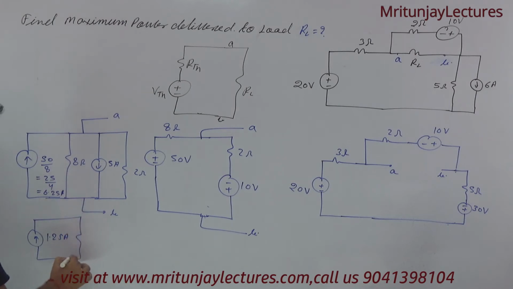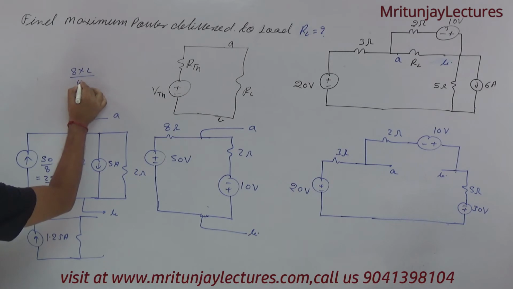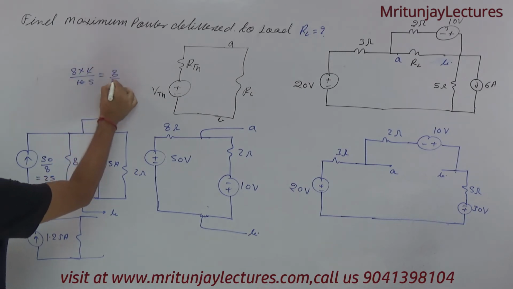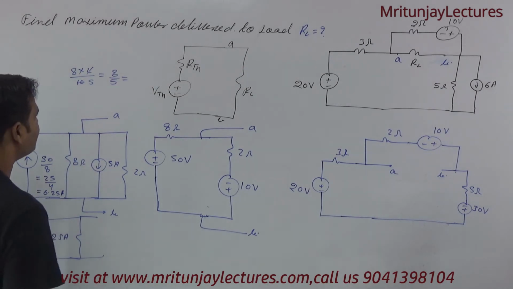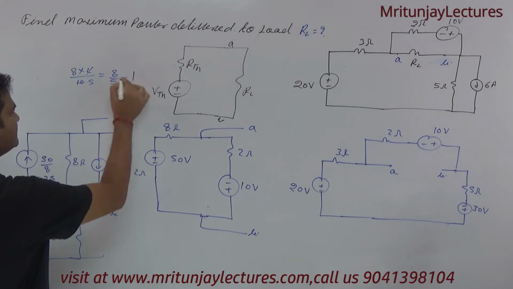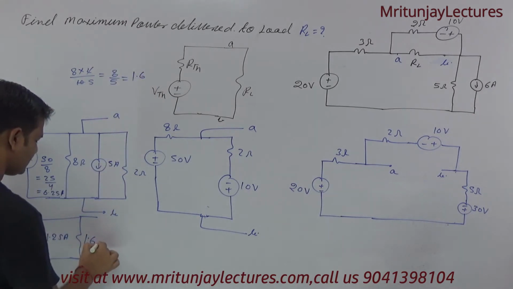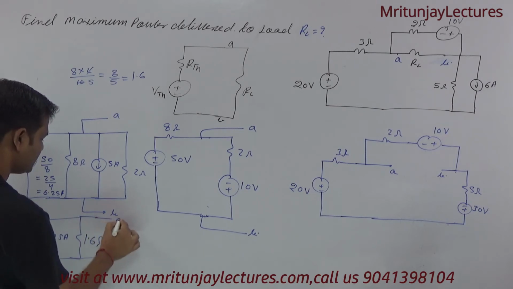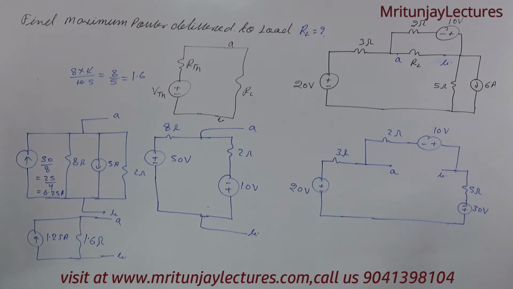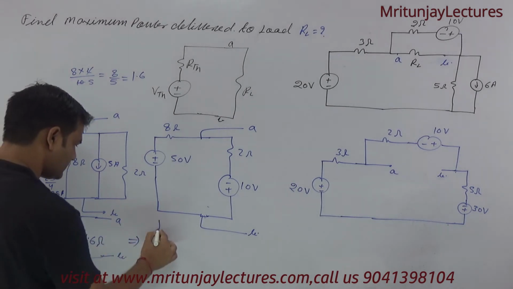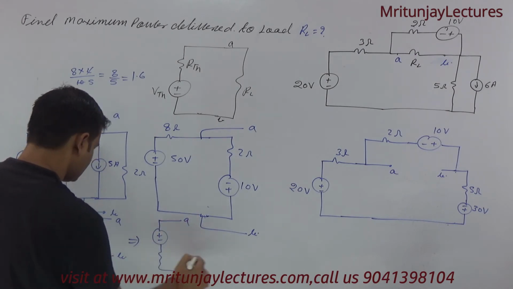Okay, the 8 and 2 are in parallel, so that is 8 by 5 ohm. Finally we got 1.6 ohm. Clear or not? That is A and that is B. Now again convert into voltage source and resistance, that is A final.